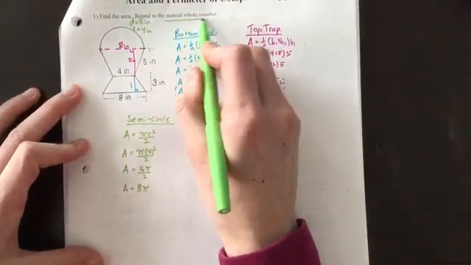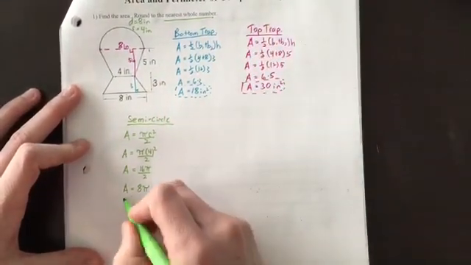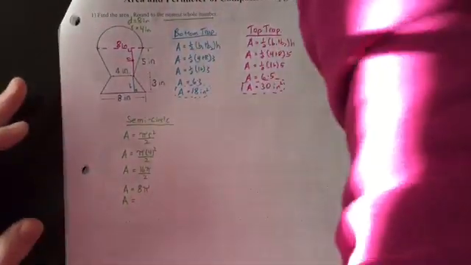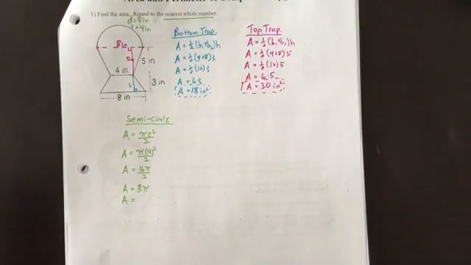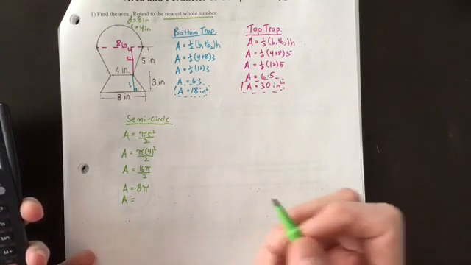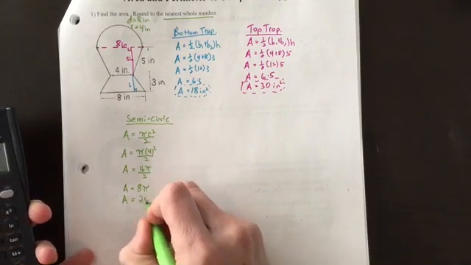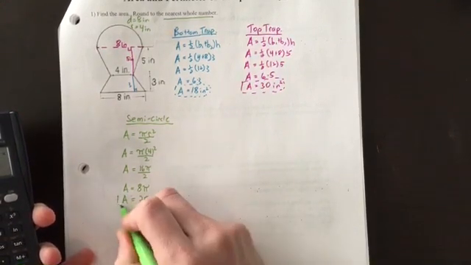We're told to round to the nearest whole number, which means we're going to have to multiply by pi. And since our other answers are in whole numbers already, we can just round to the nearest whole. So 8 times pi is going to give us 25.1327, so 25 inches squared.